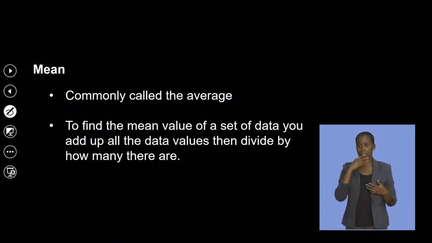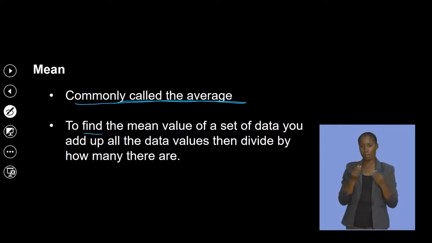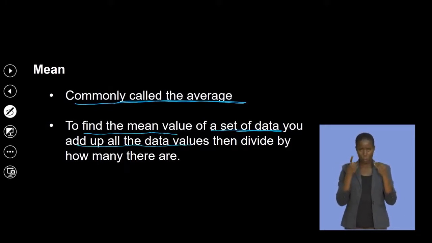Mean is known as the average. To find the mean value of a set of data, which is the numbers we have, you add all the data values, then divide by how many there are.